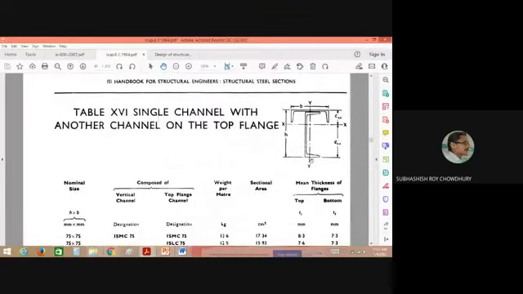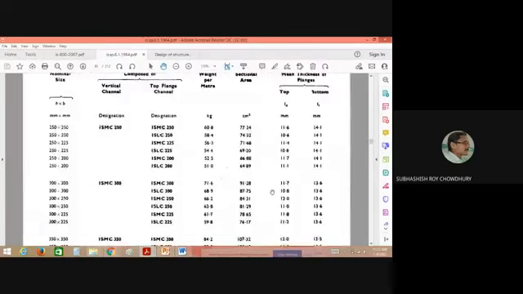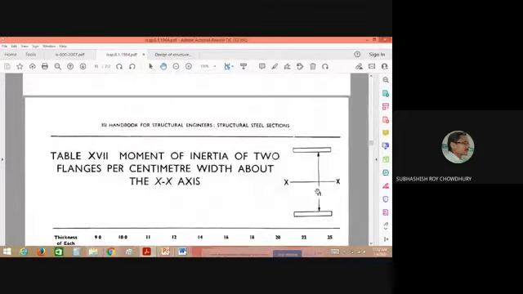This is also another combination. Okay, this is one channel, this is another channel. They are combined in this way. Okay, so if you just go through the different pages of SP6, you will get the idea how the compound section can be prepared.